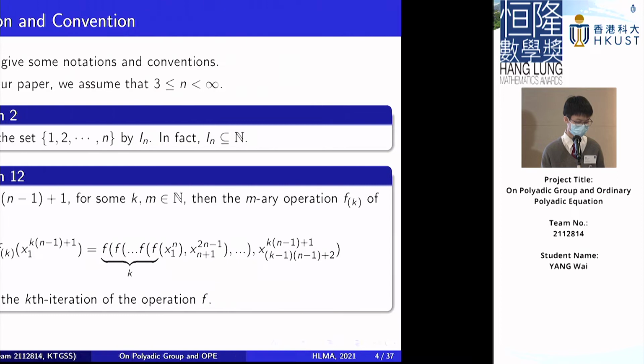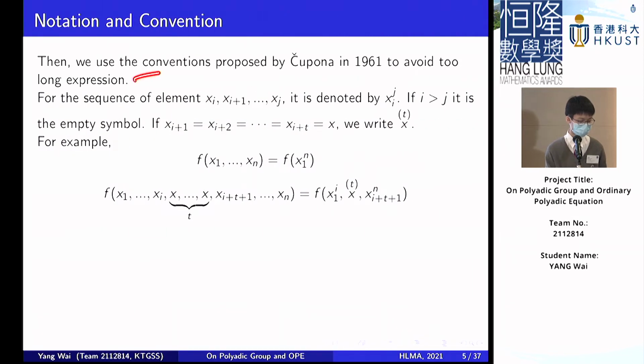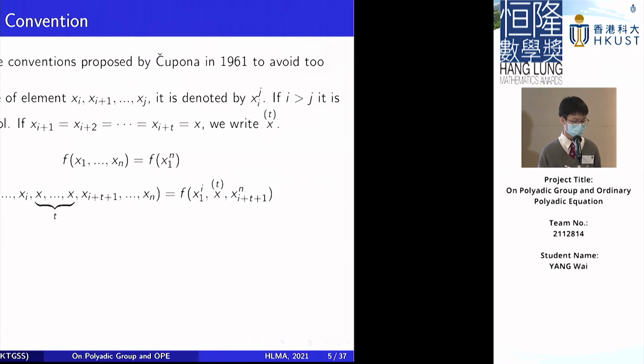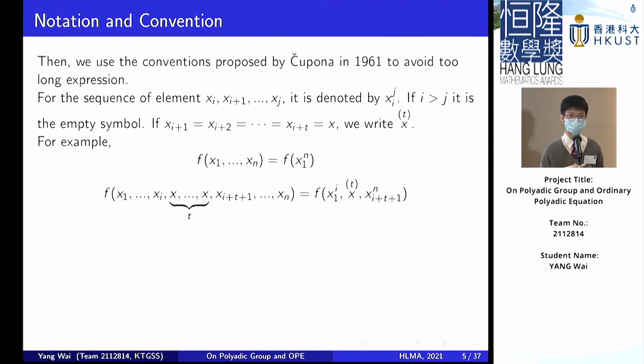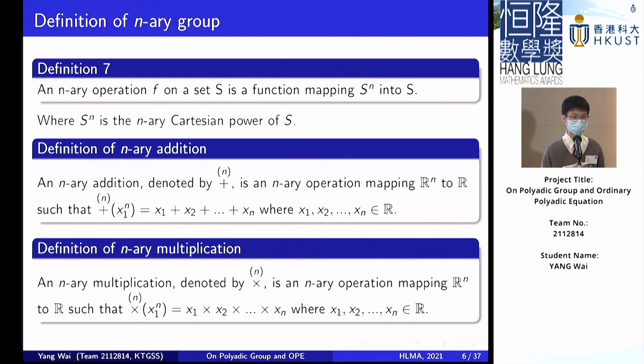Yeah. And then we use the conventions proposed by Kwun in 1961, that for the sequence of elements x_{i+1} to x_j, we will denote it by x_{i to j}. And if there exist t consecutive elements x, we will call it t x and denote it by the bracket t x. This kind of notation and convention will help us present our ideas more conveniently.